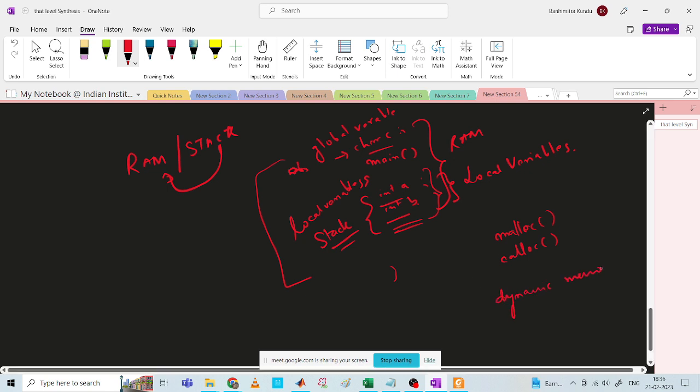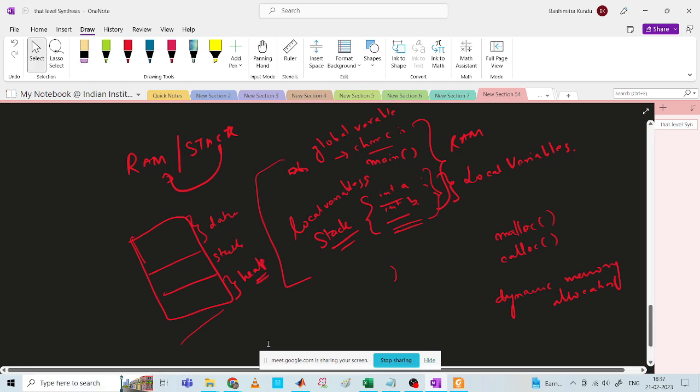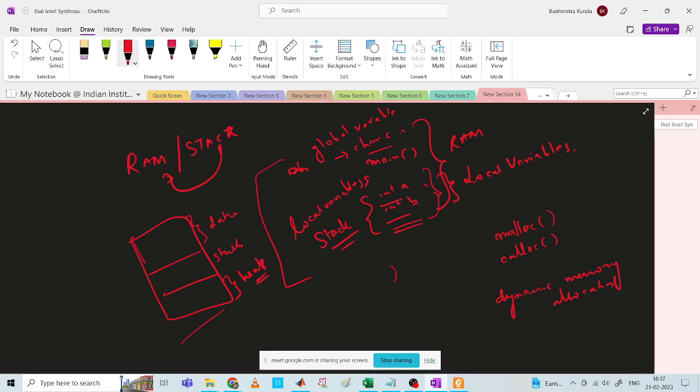So whenever you have a microcontroller, you have this RAM. In this RAM, you have all this data. Then you have something called stack, right? And then whatever is the leftover memory can be called heap. So when you dynamically allocate the memory, your memory is taken from heap.